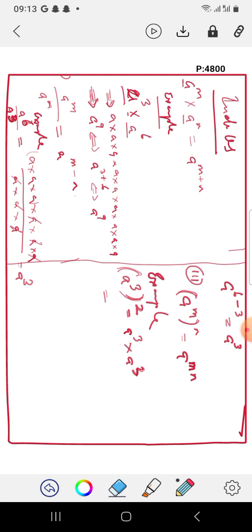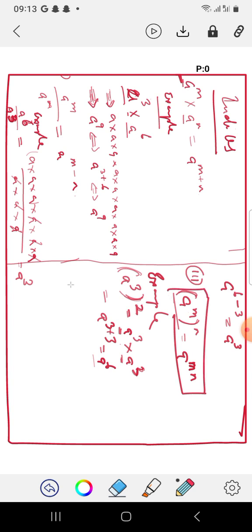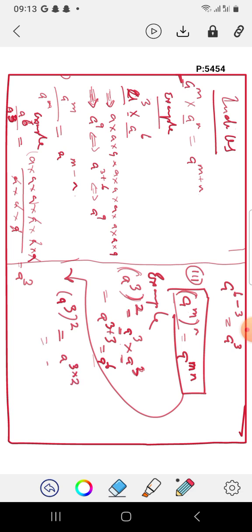We can now invoke the first law. Since the bases are the same, we can just add the powers. So it's going to be a raised to power 3 plus 3, which is a raised to power 6. Now, if we look at this directly, the interpretation is that a raised to power 3, all raised to power 2, equals a raised to power 3 times 2, which is a raised to power 6, which is exactly what we have there. So that is how I'm going to explain the third law of indices.